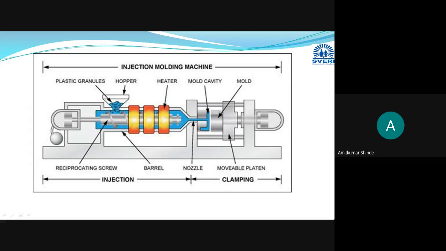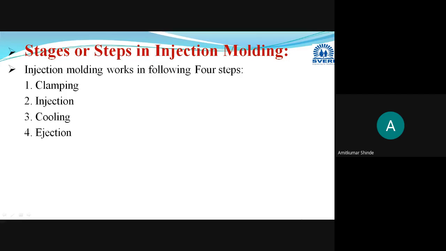Now these are the stages or steps in the manufacturing of a component using plastic raw material with the help of injection molding. Four steps will be there, and you have to follow the four steps. The first step is clamping. Then next is injection, cooling, and ejection. This is injection and this is ejection. Injection means we are forcing some material into one cavity. Ejection means we are removing that component from the cavity. These two operations are exactly reverse.